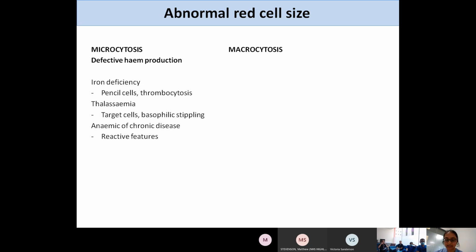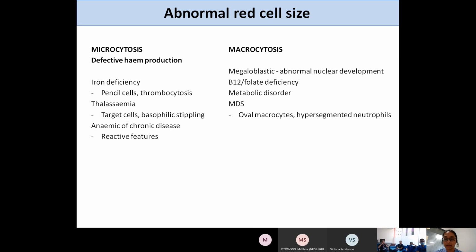Macrocytosis, when you've got big red cells, can be either megaloblastic, and that's usually due to abnormal nuclear development, and you get kind of oval shape of the red cell. The most common cause is B12 or folate deficiency. Some inborn errors of metabolism that cause disordered B12 or folate metabolism can also cause a megaloblastic anemia. And it's also seen in myelodysplastic syndrome. In megaloblastic anemia, you get oval macrocytes and hypersegmented neutrophils.